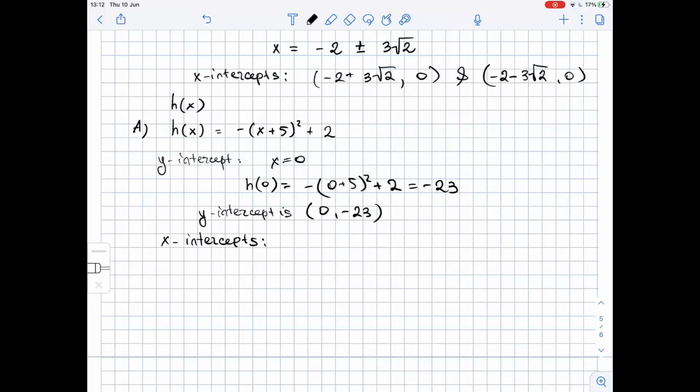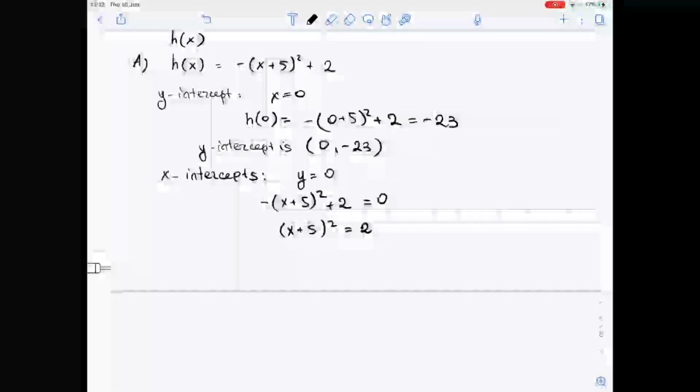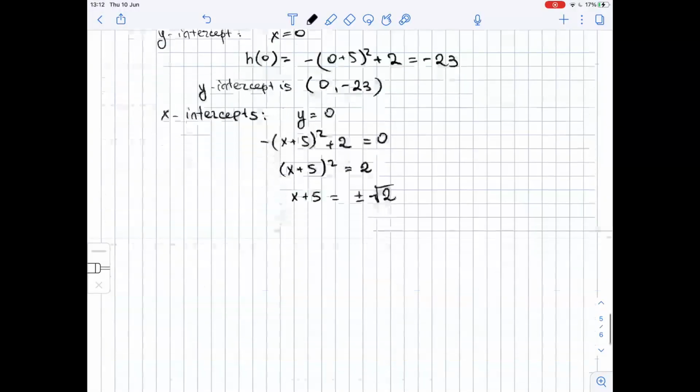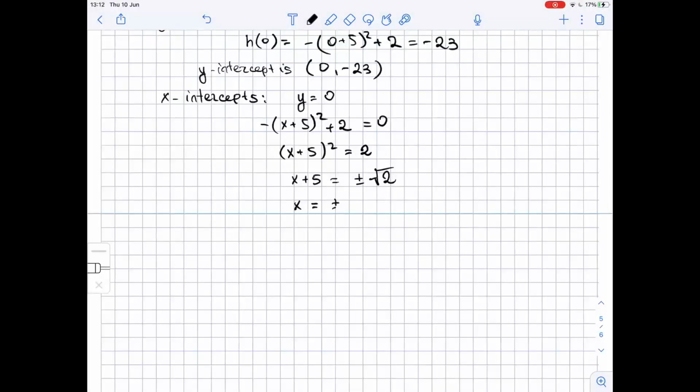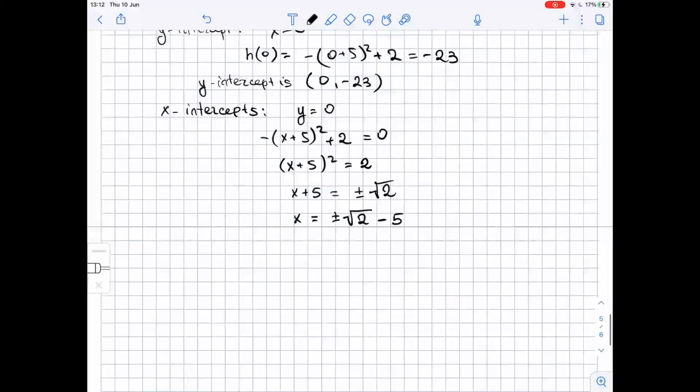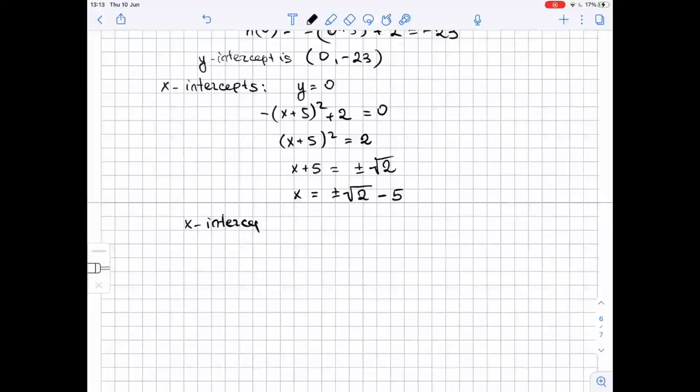Now let's find the x-intercept. Again, for the x-intercept, we let y be 0. That means that negative x plus 5 squared plus 2 equals 0. Now let's add x plus 5 squared to both sides, and we get x plus 5 squared equals 2. So that means that x plus 5 equals plus or minus square root of 2. So we get that x is equal to plus or minus square root of 2 minus 5. So we get two x-intercepts. The first one is square root of 2 minus 5 and 0. And the second one is minus square root of 2 minus 5 and 0.